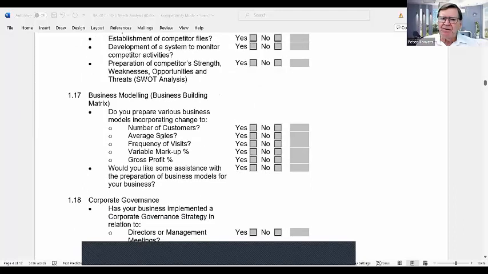What about some business modelling, business building metrics? Sit down and show your client the changes that could occur if we increase the number of customers by 5%, if the average sale could go up by 4%, if the frequency of visits went up 10%. What about the change in markups? What would all that mean to the bottom line? And sometimes if you put that into your computer, you can get a fantastic result. Now, it's not to mean it's going to occur, but you could talk to your client about how these types of strategies might be able to be implemented.